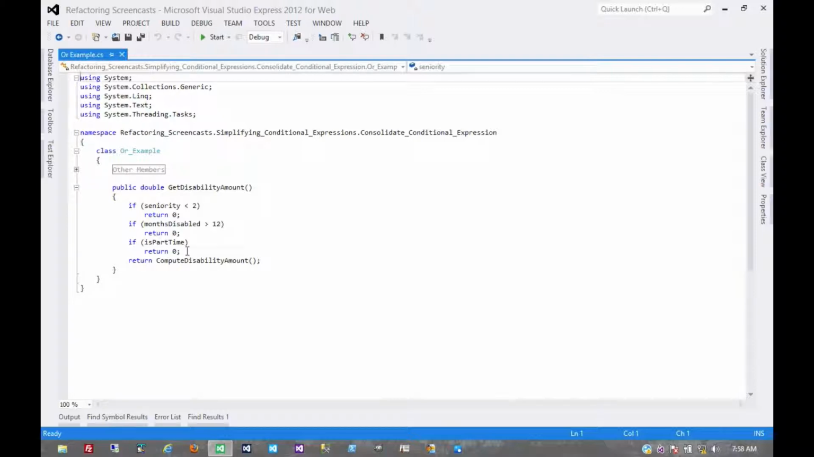So in this example, we have these three conditional tests, all of which return the same result, or at least result in the same functionality. And so what we're going to do is combine them. Now, since they're on the same level of indentation here, they're parallel conditions, we're going to use the OR operator to combine them.